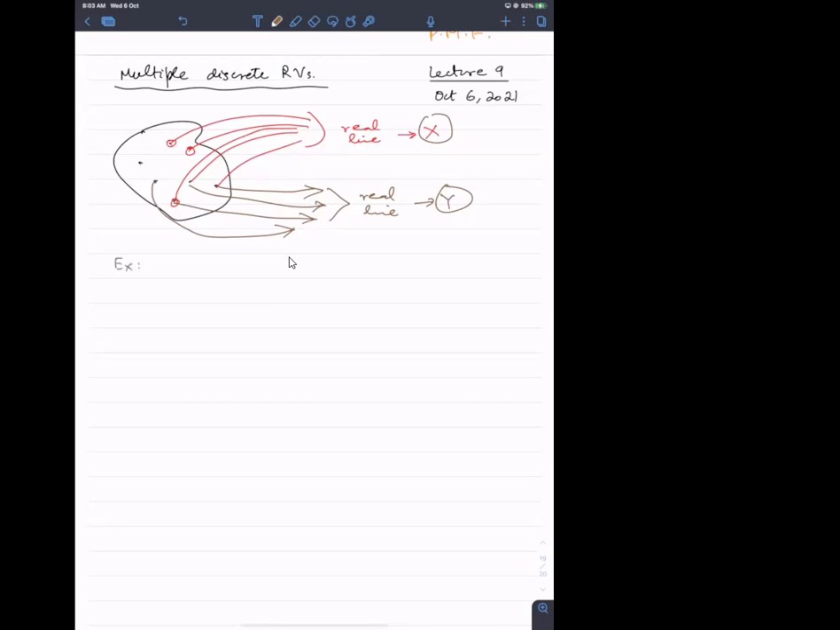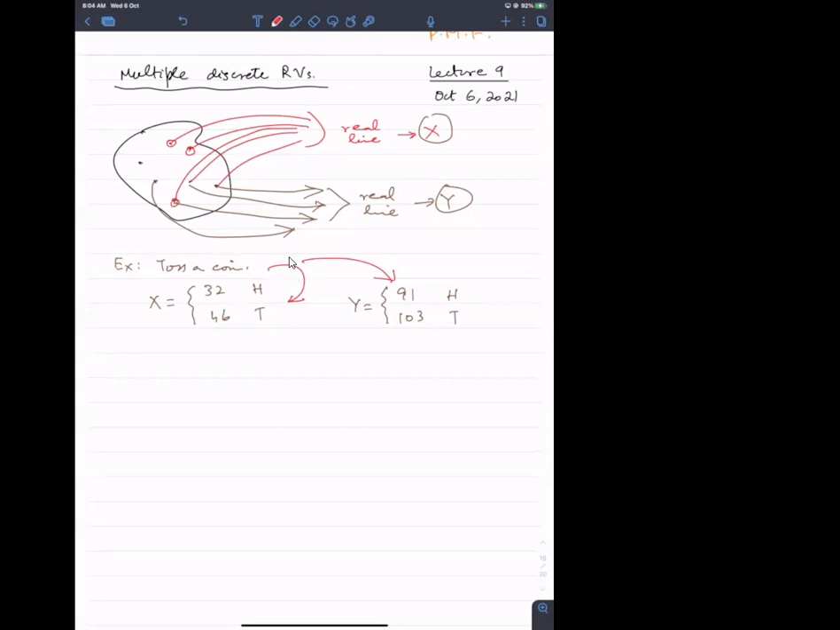And the example was very simple. Toss a coin, the sample space consists of only two outcomes, head and tail. You can define two random variables, x taking the value 32 if head appears, and 46 if tail appears. Similarly, on the same sample space, I can define y to be taking the value 91 if head appears and 103 if tail appears. So you can see that from the same experiment, I have gotten two different mappings, so two different random variables.